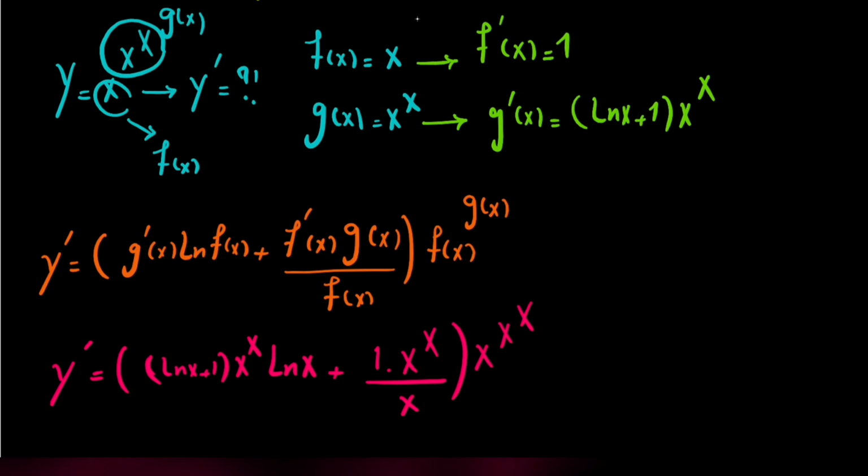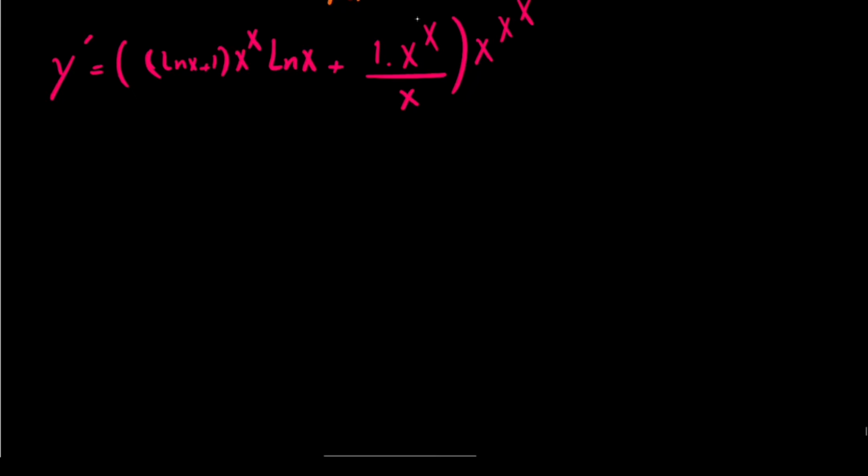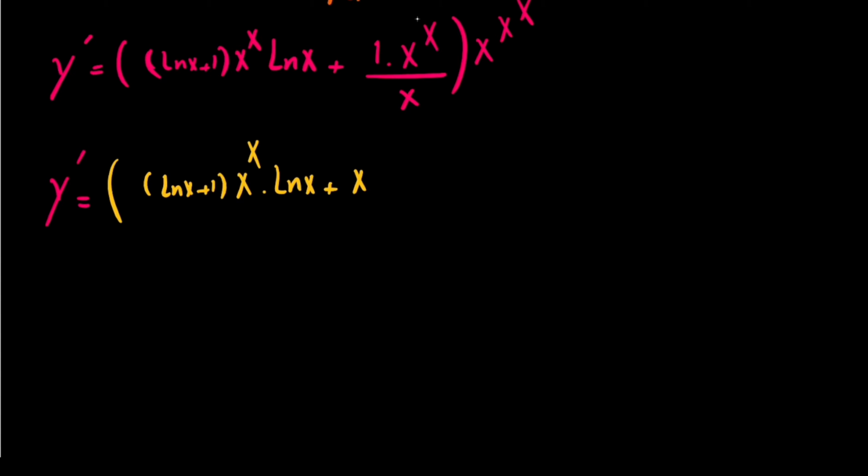So let me write it better for you. The final answer, y prime, I mean the derivative of x to the power of x to the power of x, equals ln x plus 1 times x to the power of x, times ln x plus x to the power of x minus 1, times x to the power of x to the power of x, and this is the final answer.